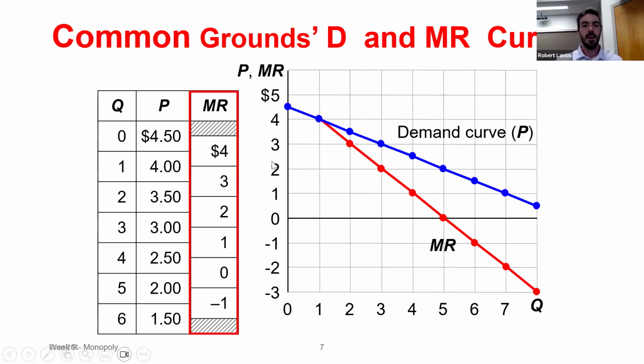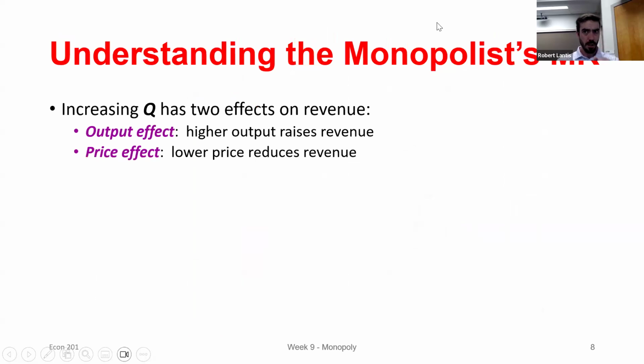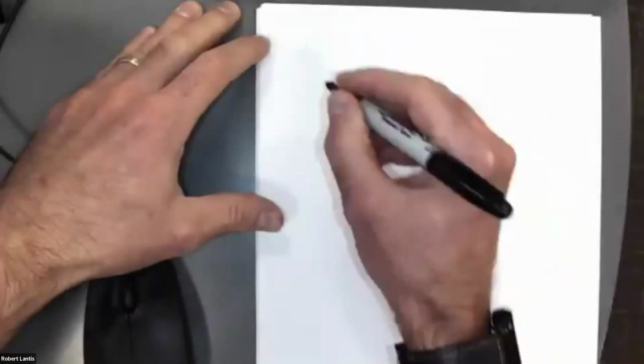Because the monopolist has to set the price, they're not a price taker, their marginal revenue ends up being below the demand curve, right? I'm going to jump the gun here. So why is it twice as steep?